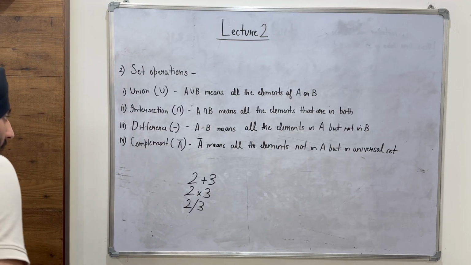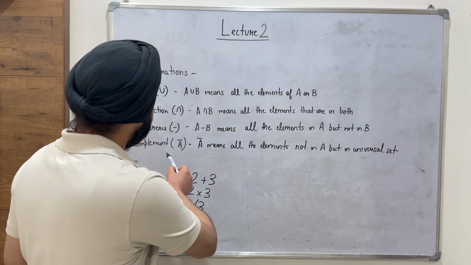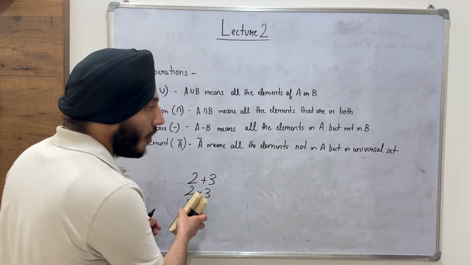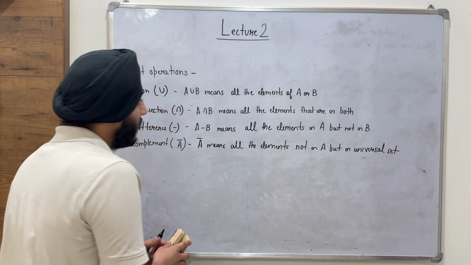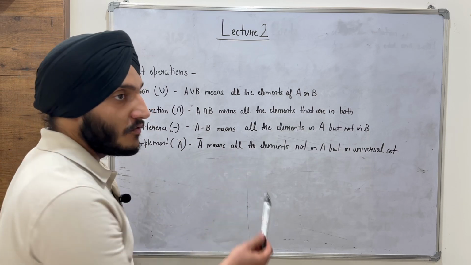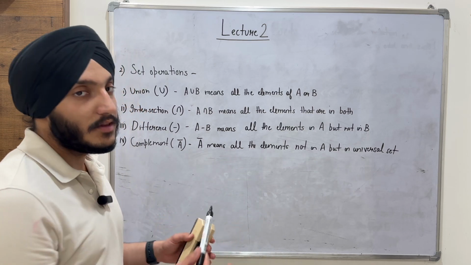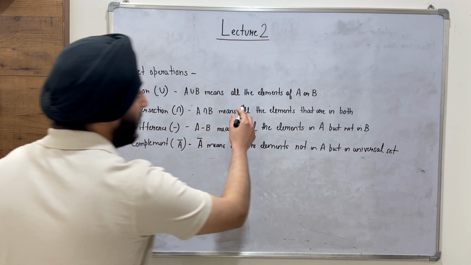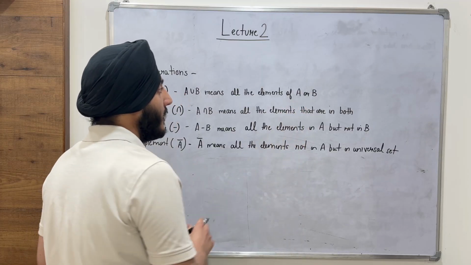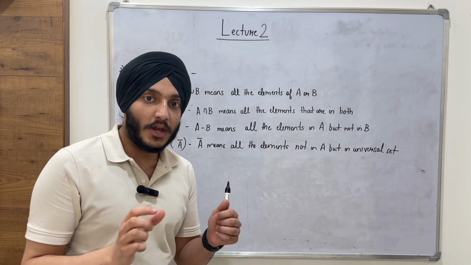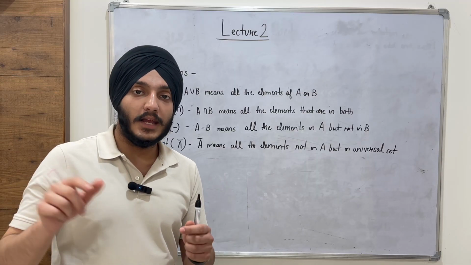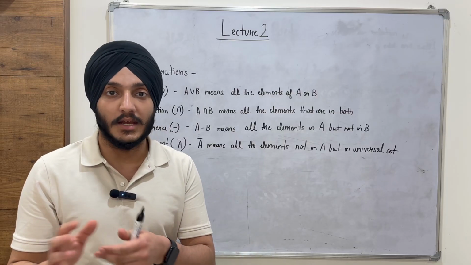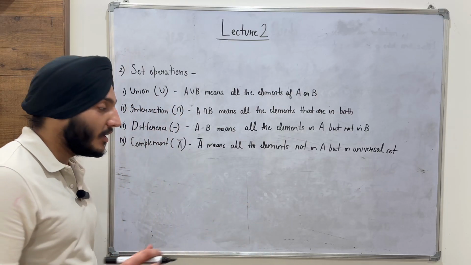Just like that, in sets also, we have a few very important operations. So we have union, intersection, difference, and complement. We have the definitions over here. So we'll read the definitions, try to understand them, and then I'll explain them with very easy examples, right? So A union B means all the elements of A or B. When I talk about a union, let's say I say A union B, it basically means all the elements of A combined with all the elements of B. So I'll try to explain it with a very simple example.